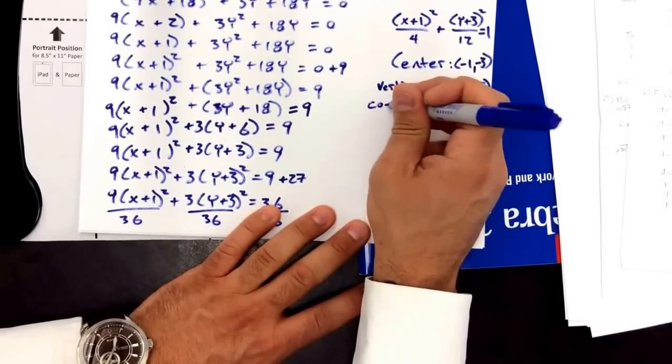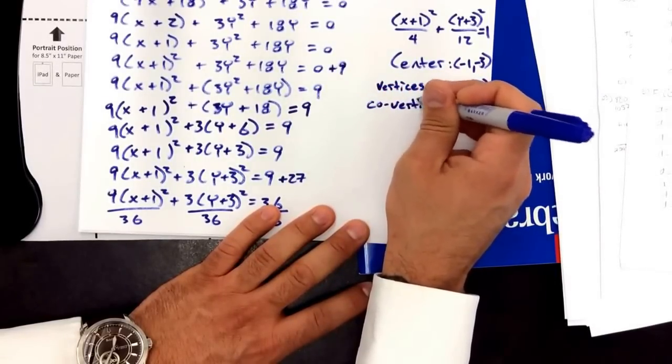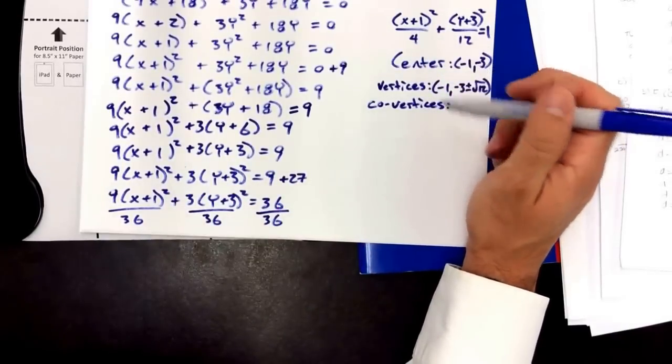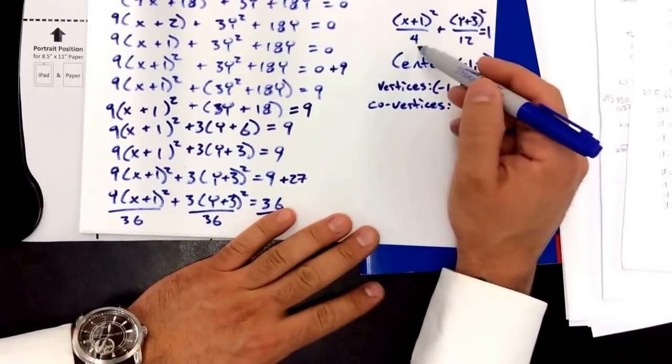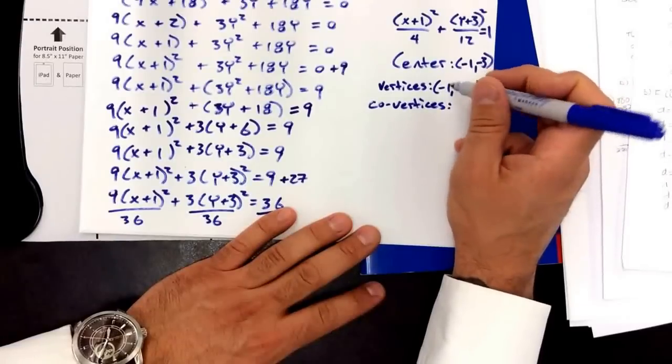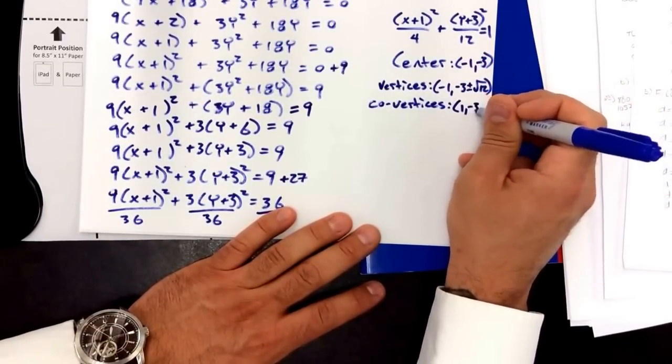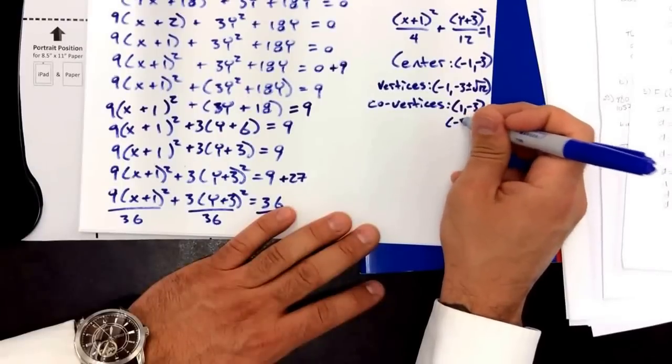My co-vertices are going to come from the x, because that's the smaller change. And this one, it's easier to do the square root. Square root of 4 is 2. So -1 plus 2 is 1. -1 minus 2 is -3.